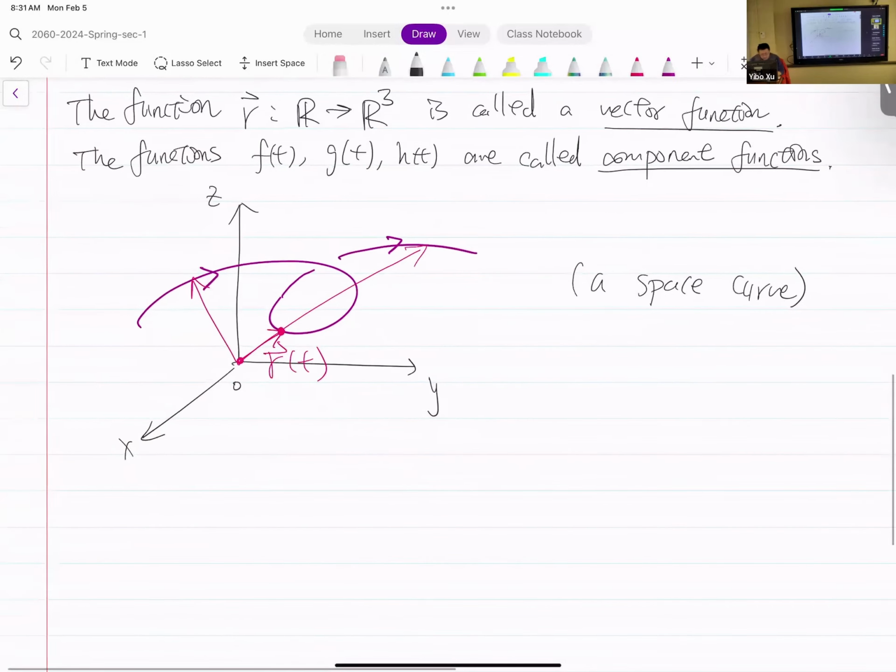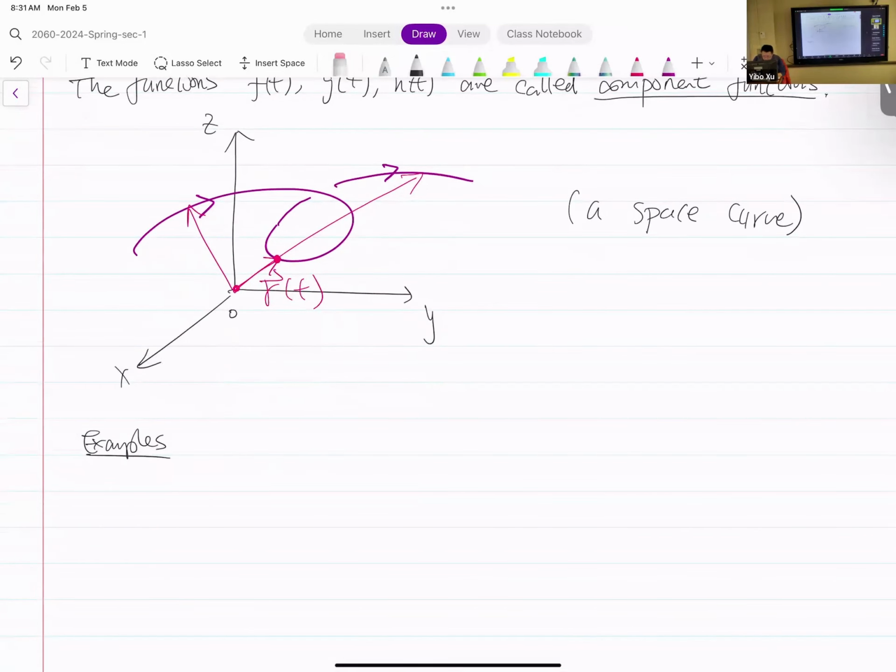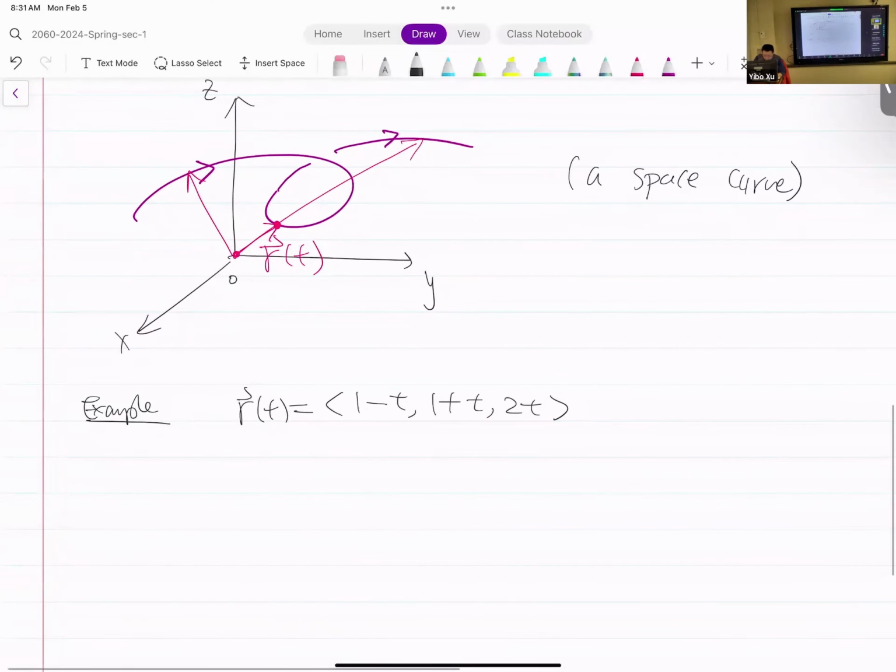So let's look at a few examples. Example. Of course, that's the line 1 minus t, 1 plus t, 2t. That's a vector function. Let's look at another one, which is a little more general.